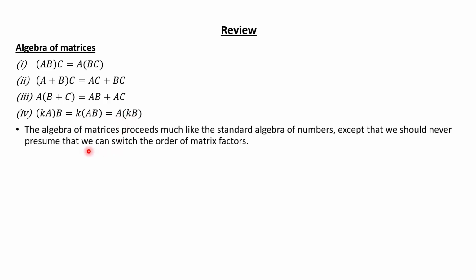The only thing to keep in mind here is the following. The algebra of matrices proceeds much like regular algebra that you know from working with just numbers, except that you should never presume that you can switch the order of matrix factors. We've talked about that, but just a reminder, when you have two matrices and you're multiplying, if you had A times B, the answer is not necessarily the same as B times A. If you switch the order, not very often are you going to get the same answer. So don't assume that you can switch the order. Commutativity, which is the property that says you can switch the order, doesn't hold here.